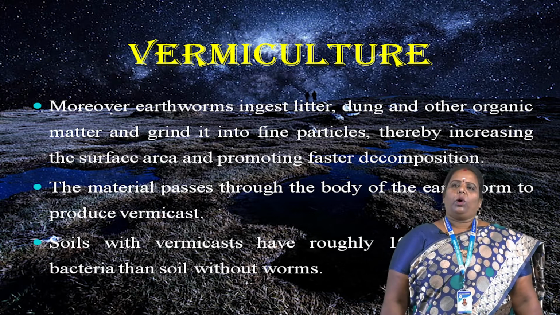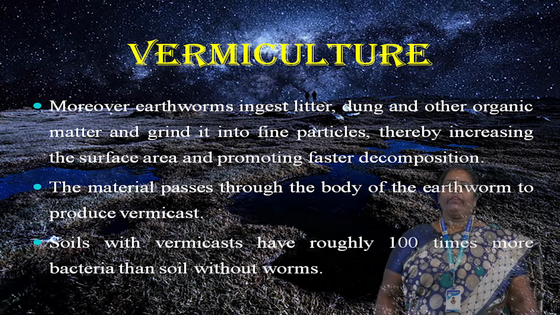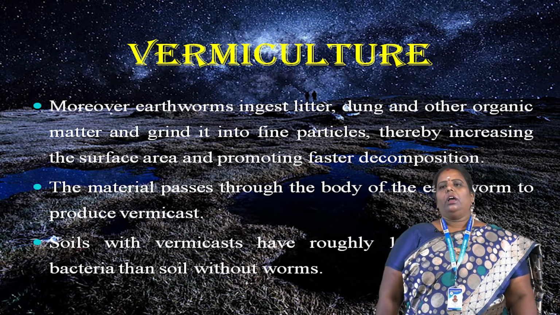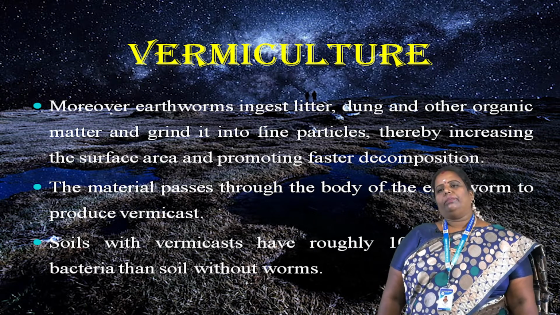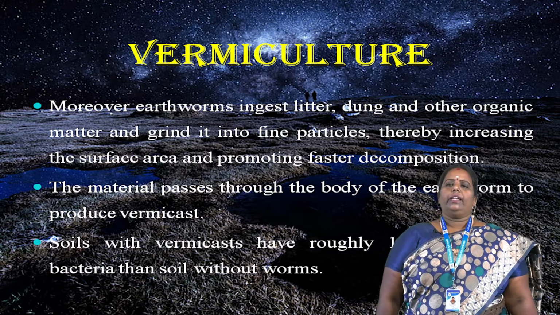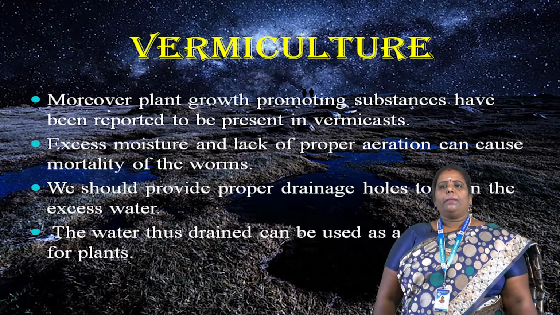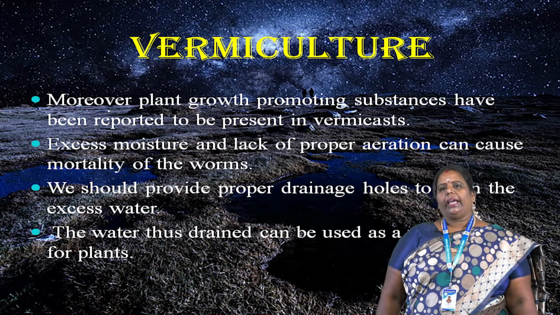The material passes through the body of the earthworm to produce vermicast. Soil with vermicast has roughly 100 times more bacteria than soil without worms. If worms are not present in a particular place, beneficial bacteria are not present there either. So vermicast is very important for the growth of any plant. Moreover, plant growth promoting substances have been reported in the vermicast.